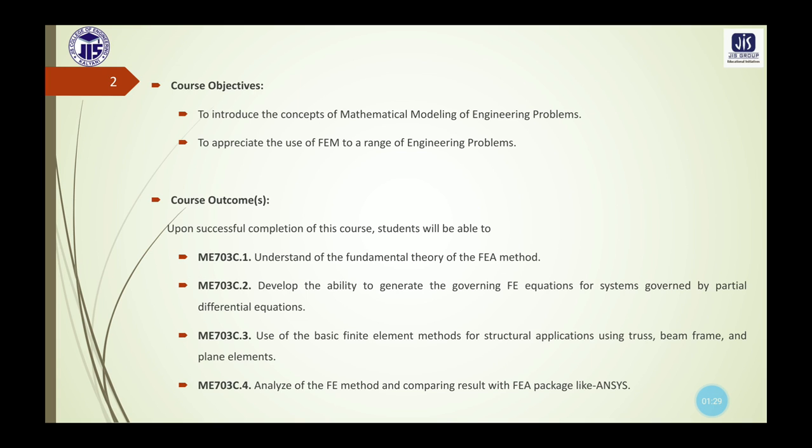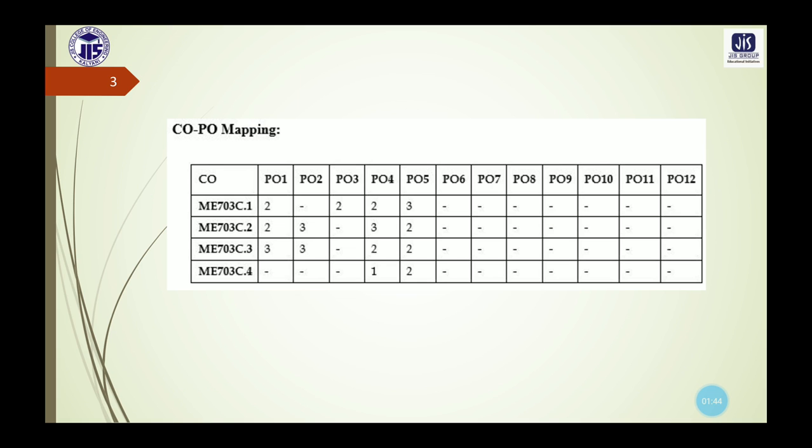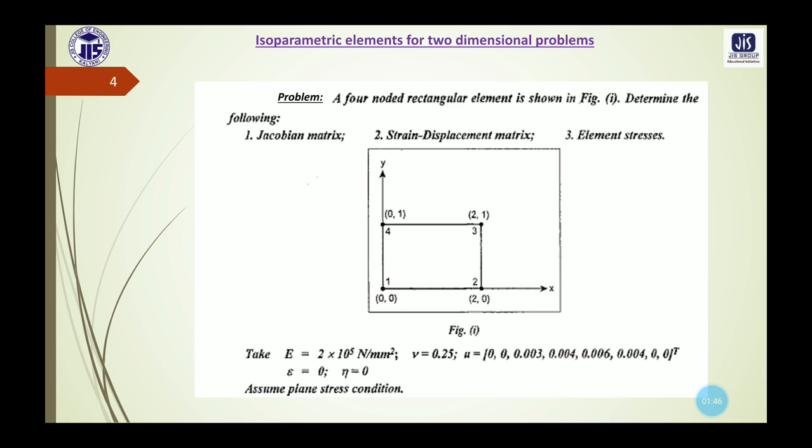So these are the course objectives and course outcomes for this subject, finite element method, where we are having two course objectives and four different course outcomes which are known to us. This is actually the COPO mapping for this subject.